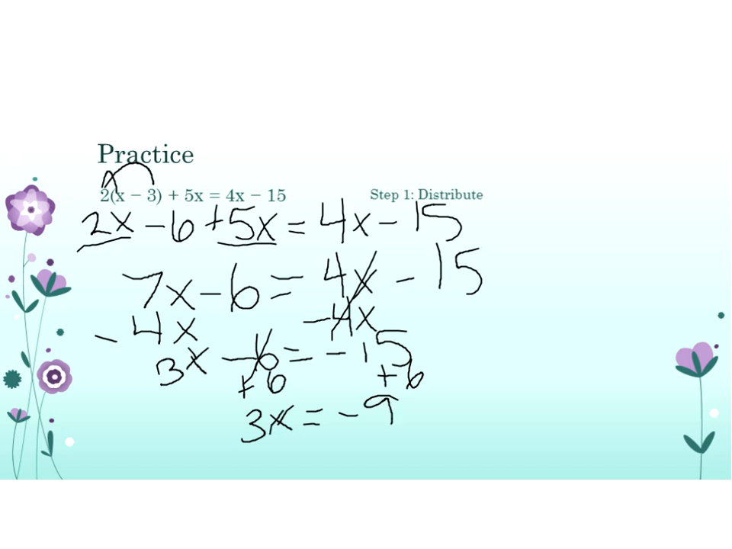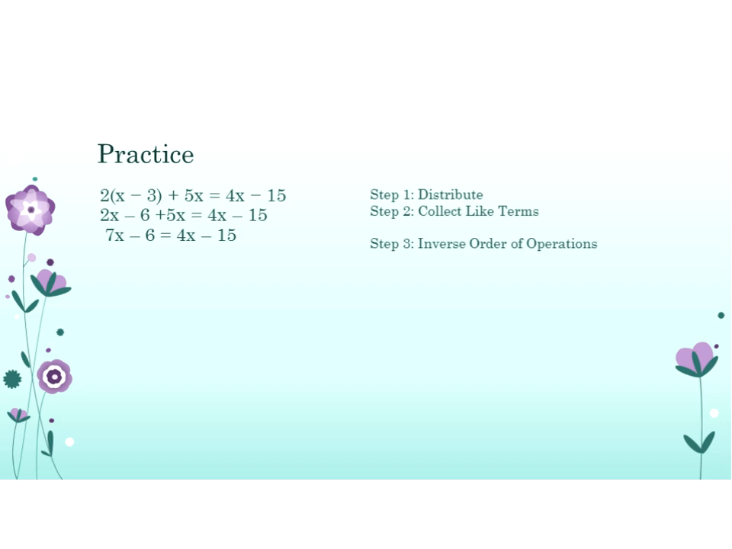My last step, I have to isolate the variable completely. 3 and x are being multiplied, so to get x by itself, I'm going to divide by 3 on each side. It's really important to divide by 3 on each side to make sure that your equation stays balanced. Whatever you do to one side of the equation, you have to do to the other. This cancels out, and I get x equals negative 3. And then that is my solution. And here it is, all nice and neat.